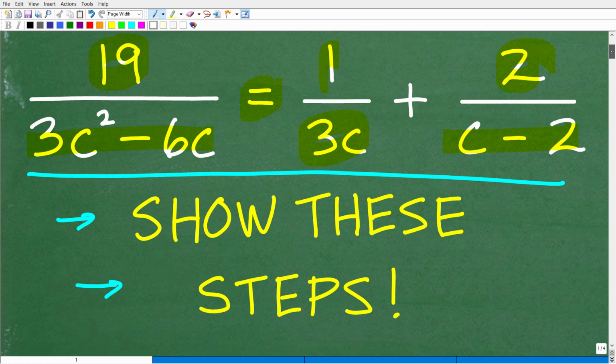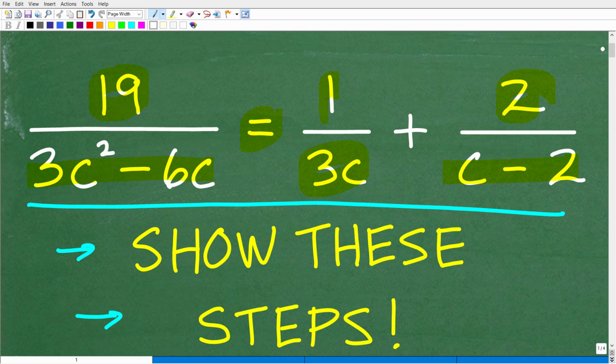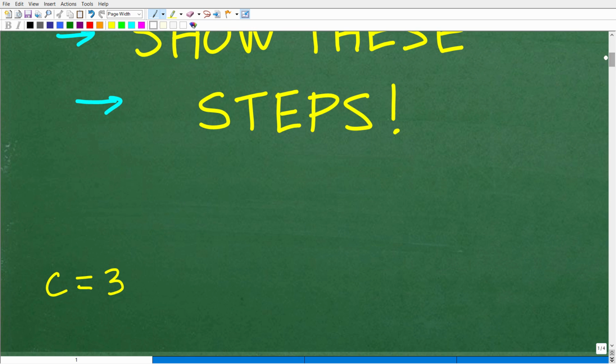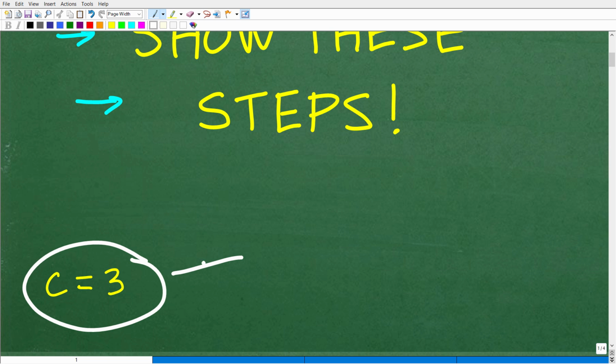All right, so we got a pretty big equation here. 19 over 3c squared minus 6c is equal to 1 over 3c plus 2 over c minus 2. Boy, it seems like there's a lot of work involved. Well, there is a bit of work involved here. This is not going to be such a simple equation, but let's go ahead and take a look at the right answer. The correct answer is c is equal to 3.